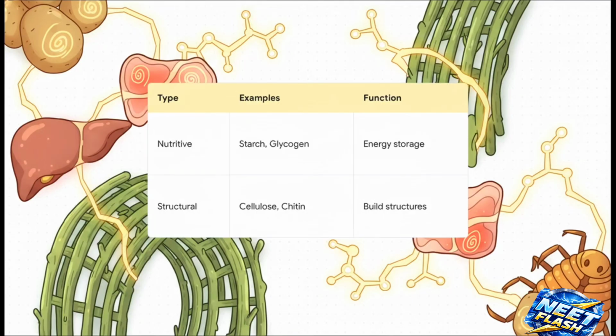And here's the key difference you've got to memorize for carbohydrates. They generally do one of 2 things. They either store energy, like the starch you'd find in a potato or the glycogen in an animal liver, or they build super tough structures, like cellulose in plant cell walls and chitin in insect exoskeletons.